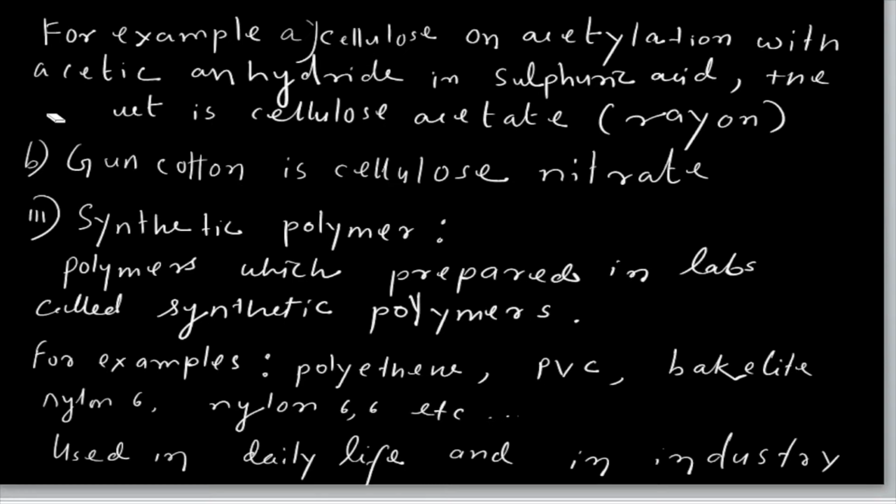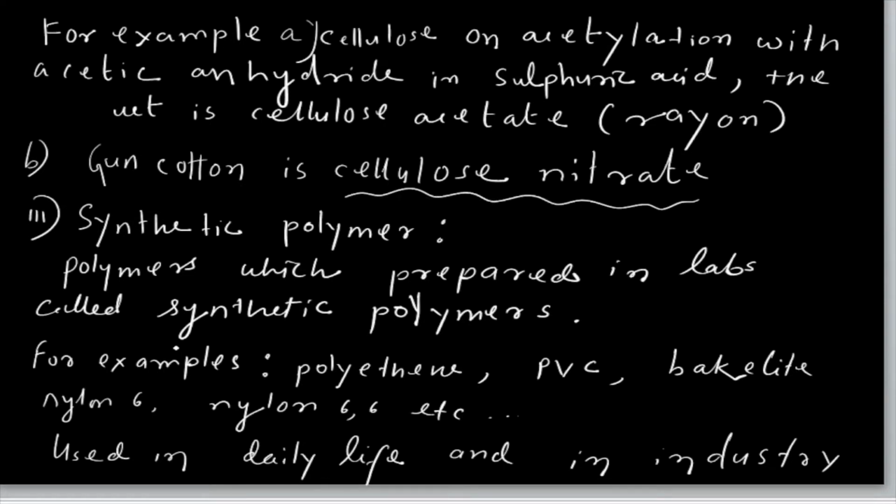Then gun cotton is cellulose nitrate. It is called gun cotton and looks like our cotton, so generally it is used for different types of cloth materials, and also different types of explosive materials. So this is called cellulose nitrate.